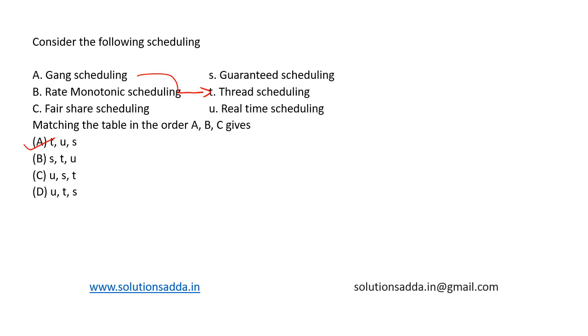But let's see what are the other options. B, rate monotonic scheduling. Here shorter duration jobs have higher priority. It is simple to implement but not flexible. Also not much overhead is there. So as a result, B is a real-time scheduling. That is, rate monotonic scheduling is real-time scheduling. C, fair share scheduling. Here the CPU usage is equally distributed among system users or groups and not to the processes. As a result, we are having a guaranteed scheduling. So C is S. So going by the options, option A is the correct answer.